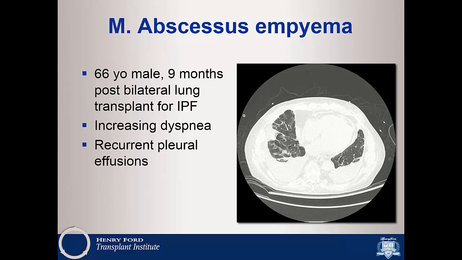And this is the type of Mycobacterium following transplant that's known to be the most aggressive in producing pleural disease. It's pretty well written about in the literature. It is a very high risk type of transplant when you're transplanting somebody with abscessus, and you need to have a really clear idea that this can cause recurrent pleural effusions. He actually died from this.